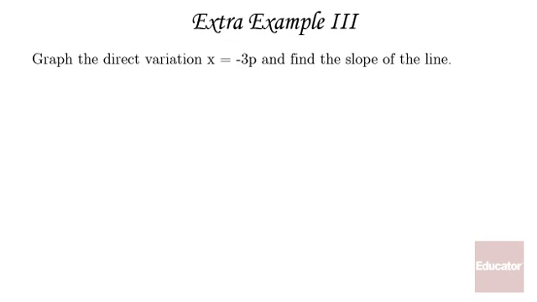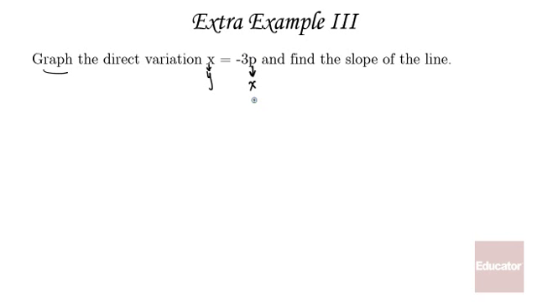We're going to graph the direct variation x equals negative 3p and find the slope of the line. Now in this equation we have to be really careful because they didn't give us this typical y output and x input. What they gave us instead here is an x to represent the y output, which is typically represented by y, and a p to represent the x. So later when we graph it, we're going to be using x and p rather than y and x.